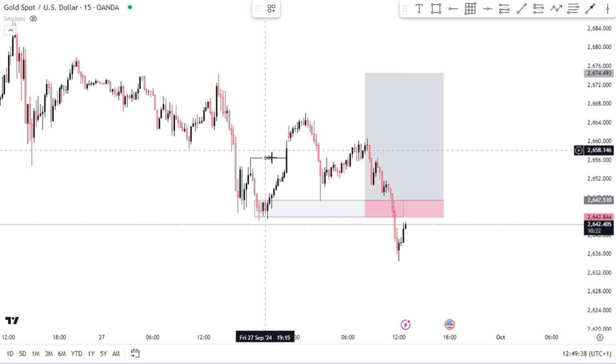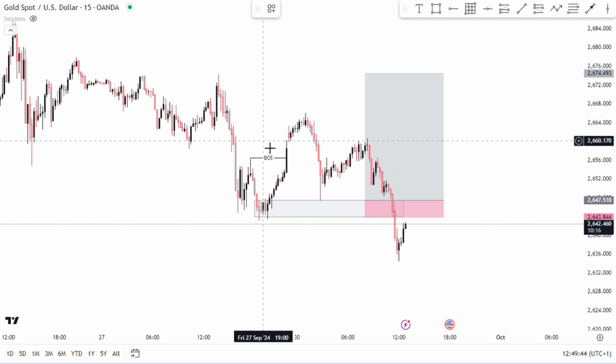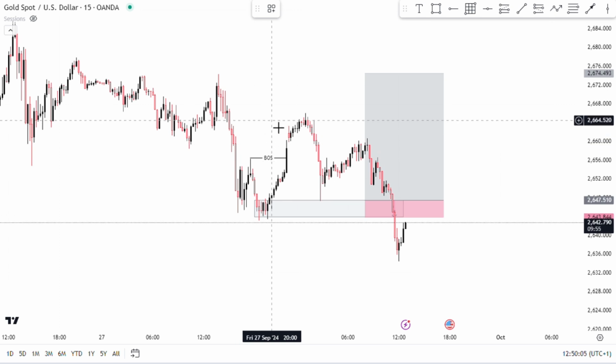Meanwhile, this is not a break of structure, and this is one of the reasons why they are ending up in loss. This is one of the reasons they are losing money in the market, because they don't understand a real break of structure in the market and the break of structure that is not real. This is just like a change of character. All my students understand this. This is just like a change of character in the market.